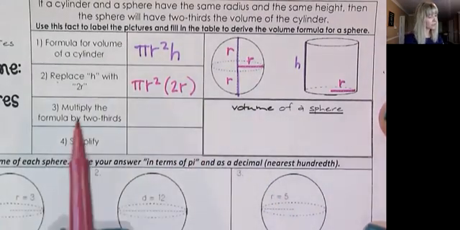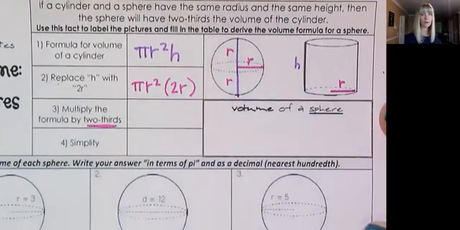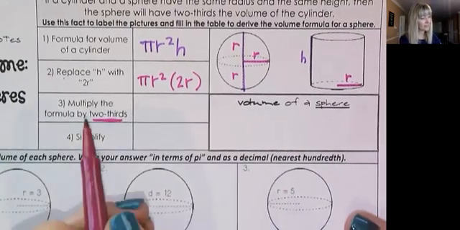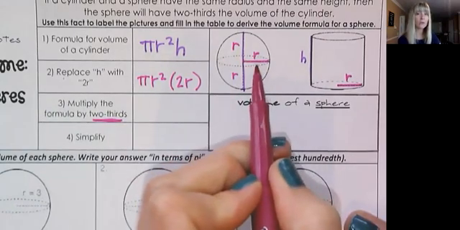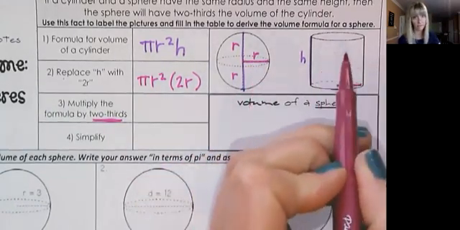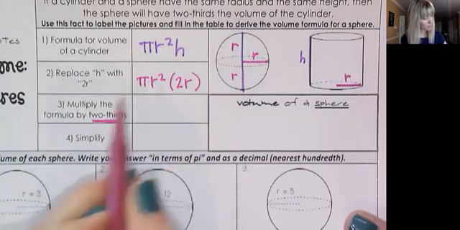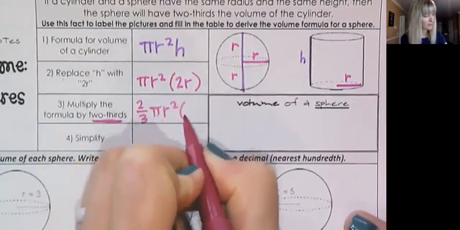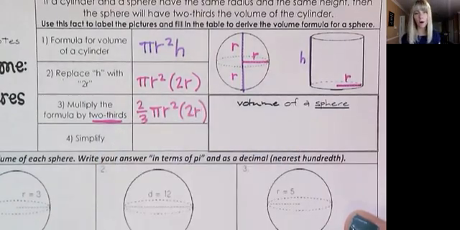The other thing I need to know is that if you remember in the video when he filled up the sphere with blue water, the sphere ended up filling up 2/3 of the cylinder. And what that means is this formula here is going to be 2/3 of this formula here. So it tells me right here, multiply this formula now by 2/3. Okay, 2/3 pi r squared, and instead of h, it's still 2r.